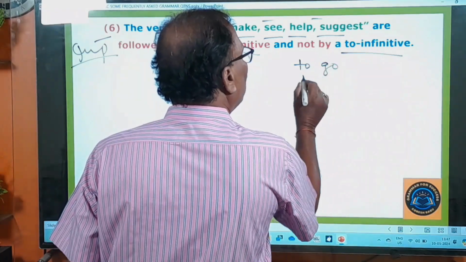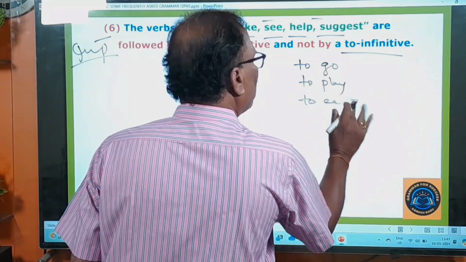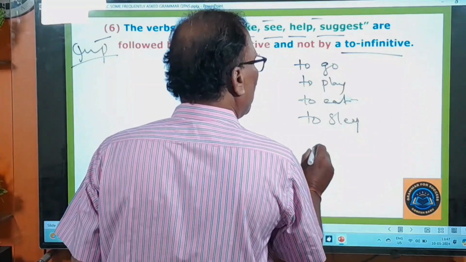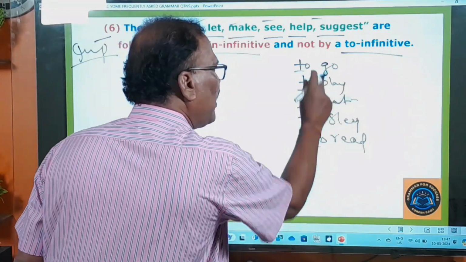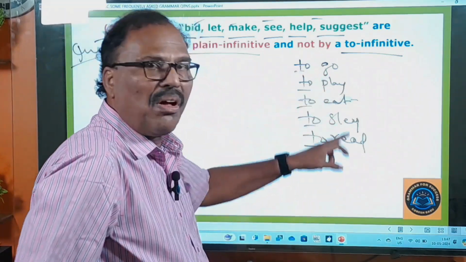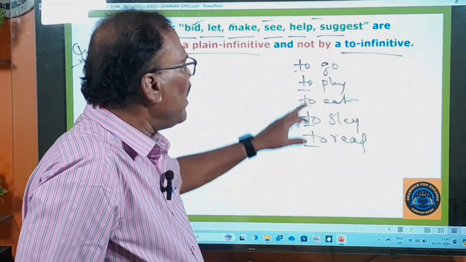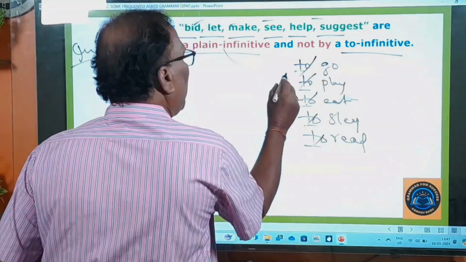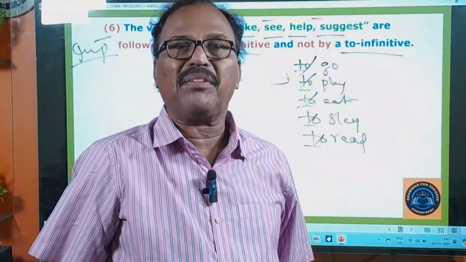To go, to play, to eat, to sleep, to read. These are all called to infinitives. Whenever you use "to" before the plain verb or base form verb, that becomes a to infinitive. But whenever you drop it, that becomes a plain infinitive. To better understand: to infinitive, to drops and it becomes the plain infinitive.